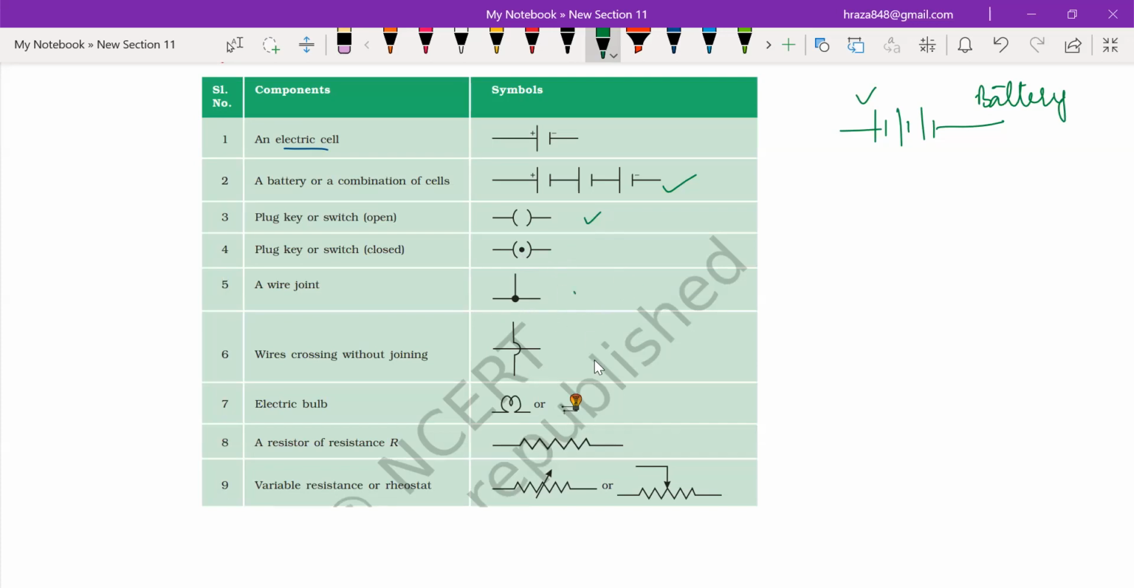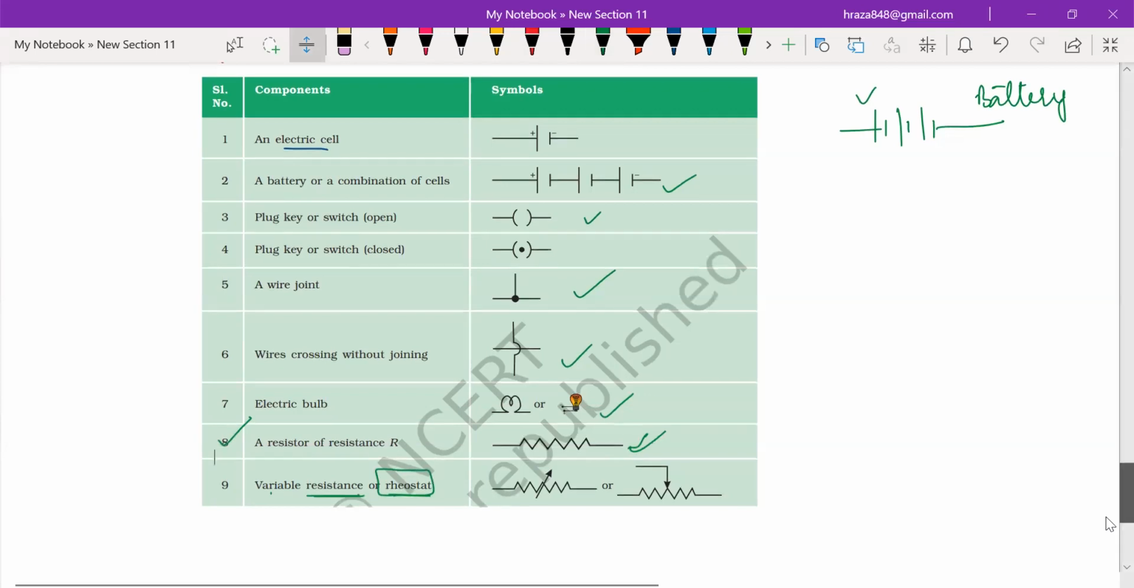A wire joint, that is not that much important. A cross joint, an electric bulb, a resistor, which is very important, and a rheostat. Basically, it is a variable resistance, which we increase or decrease according to our requirement. And a normal resistor, that is a one-time fix, is this. This is available in NCERT. Okay. Yes, sir.